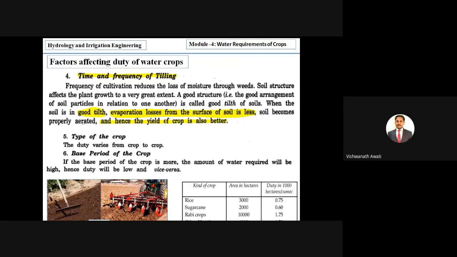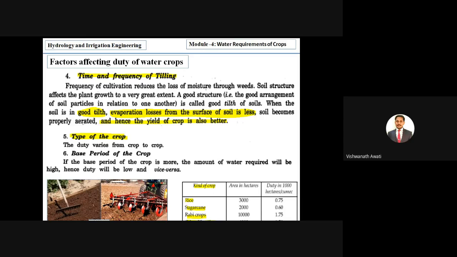Because of good tilth and frequent tilling, we can reduce the evaporation loss, and due to the saving of water from evaporation loss, duty will be more. Next is type of crop. Here you can see in the image the kinds of crops: rice, sugar cane, rabi crops and other kharif crops.